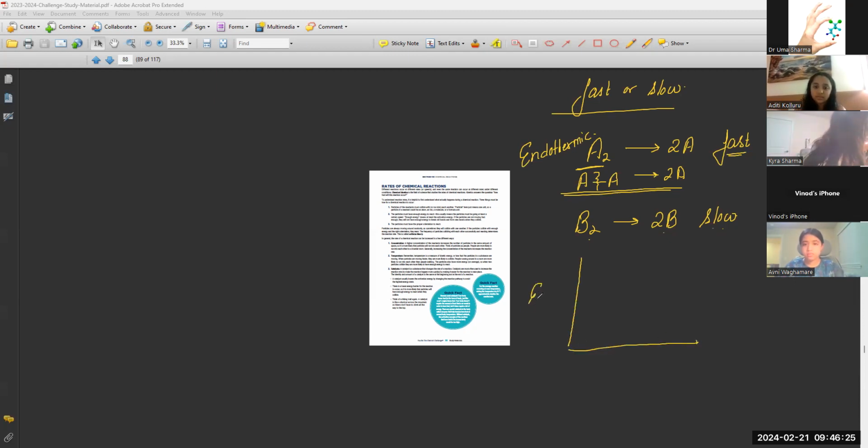Here is the energy. And where should I write A2, Avni? As the reactant here. Where should I write these two A's? Somewhere higher, since it has higher energy. Yes, like this. So write down this: bond breaking is endothermic. Aditi, bond breaking is endothermic.